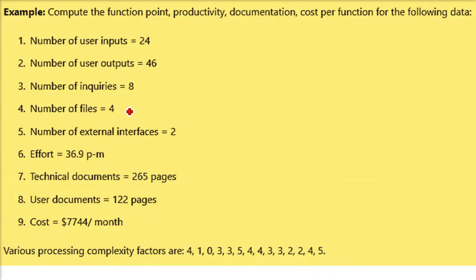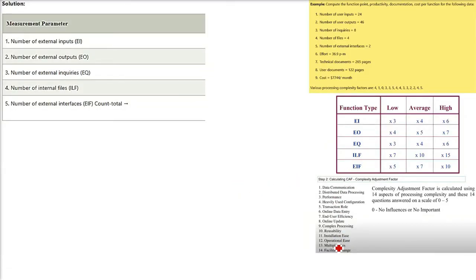Let us take one more example of a function point analysis. Now we have to compute the function point productivity, documentation, and cost per function from this data. The first 5 are basically the input parameters, the information domain: 24, 46, 8, 4, 2. This we are going to take as the input domain. Then the effort is given as 36.9 person months, technical documents are 265 pages, user documents 122 pages, and cost is $7,744 per month. Now various processing complexity factors are also given. These are the complexity factors already given. So there are 14 complexity factors between 0 and 5. This is already given to us.